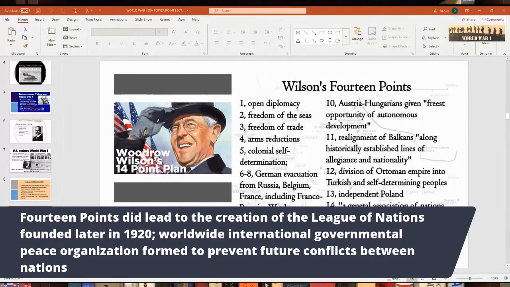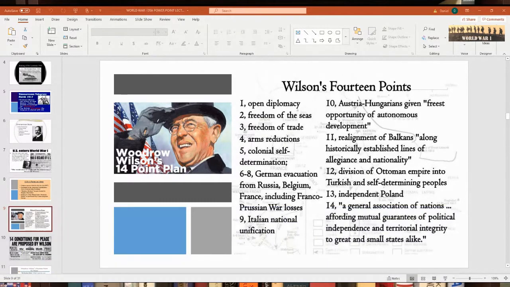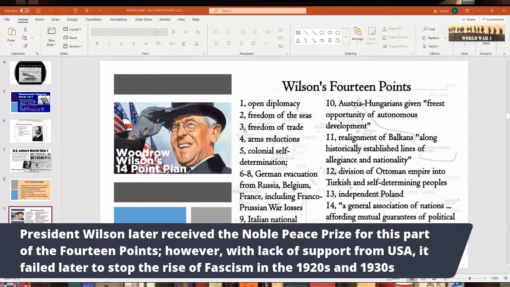The League of Nations was kind of like an early version of the United Nations, which formed in 1945. It's a worldwide international governmental peace organization, which the UN is today. It was created in 1920 to prevent future conflicts and to use more diplomacy between countries to prevent wars from breaking out. Woodrow Wilson got the Nobel Peace Prize.